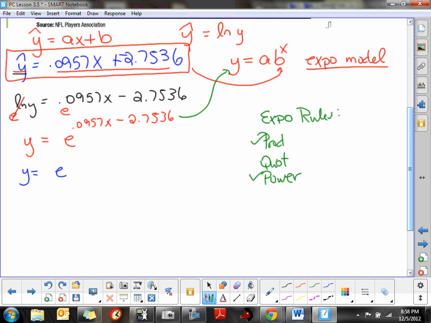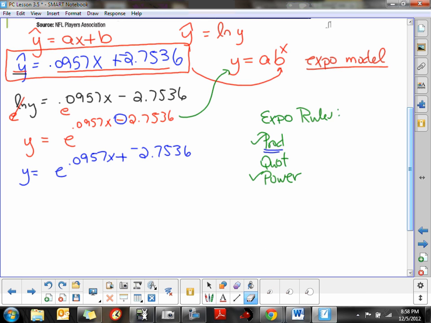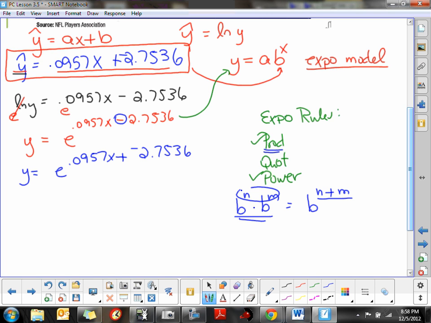Y equals e to the 0.0957x. I can always write subtraction as adding the opposite, so plus negative 2.7536. Now, by using that, I'm going to talk to you about this product rule. Here's what we have. If it's b to the n times b to the m, it equals b to the n plus m. So when we multiply like bases, we add the exponents, and that's what we have right here. This is really the stage that we're in right here. We have one base. It's base e.